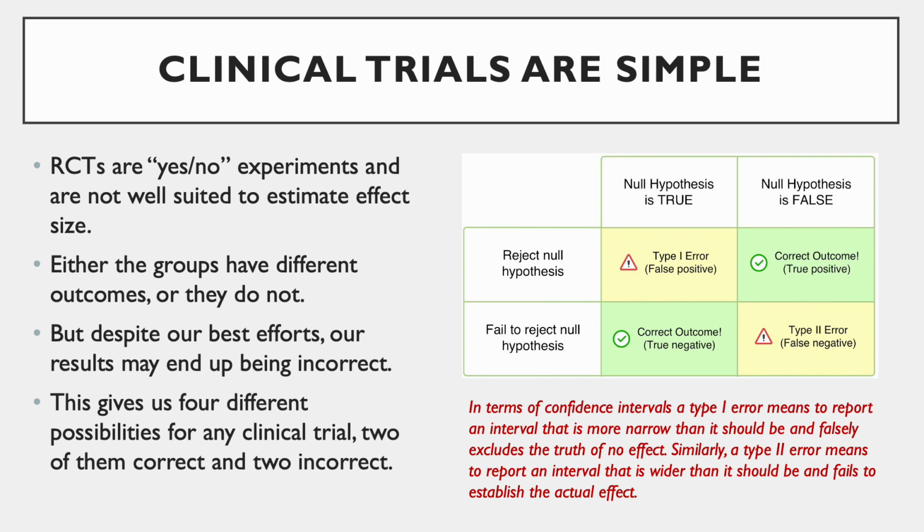Now, because they are yes or no design and they have the potential of being correct or wrong, there's really only 4 possible outcomes of a clinical trial. They either correctly show a difference between the treatment and the control, they correctly show us that there is no difference, or may do one of those things incorrectly.